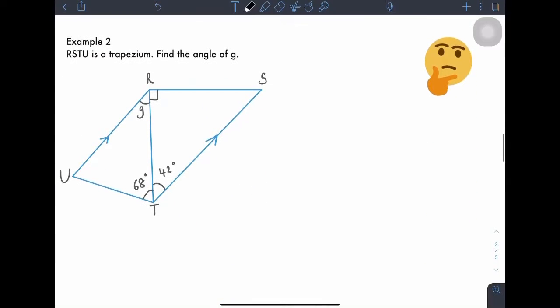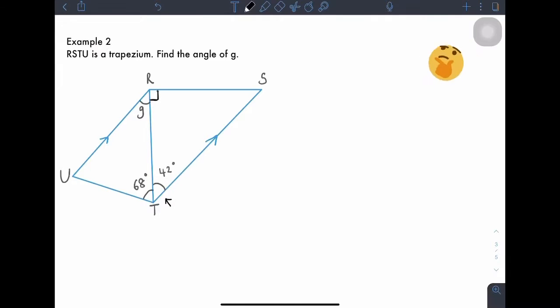Now, example 2. RSTU is a trapezium. Find the angle of G. You are required to find this angle. Now, let's look at this question. First thing first, focus on what angles are given to you. They have already given you this angle. I hope you still remember the small square means 90 degrees, and they want you to find G.